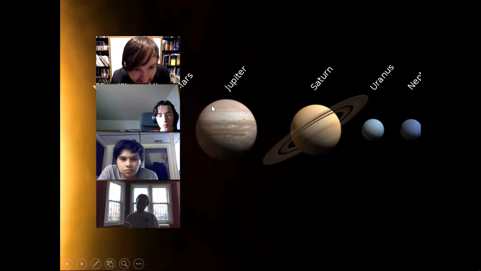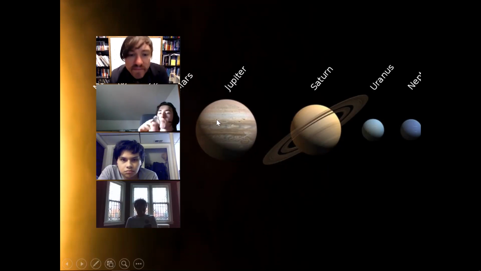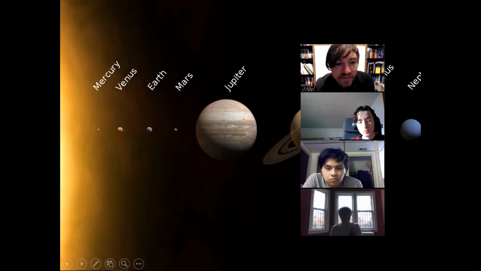Jupiter has over 60 moons. Saturn, I think, for a while had 30 moons, but they kept discovering new ones each year. I think Saturn might have close to 60 moons now. And Uranus and Neptune have maybe 15 to 20 moons each. So moons are very common if you're a gas giant, but less likely if you're a terrestrial planet.